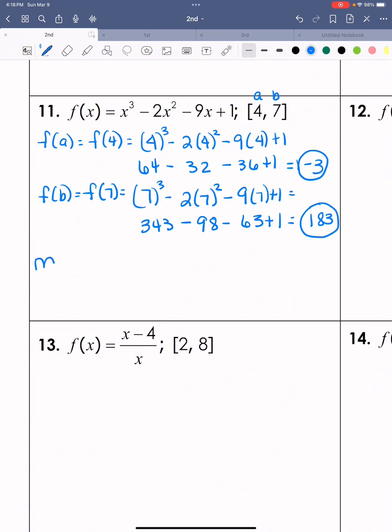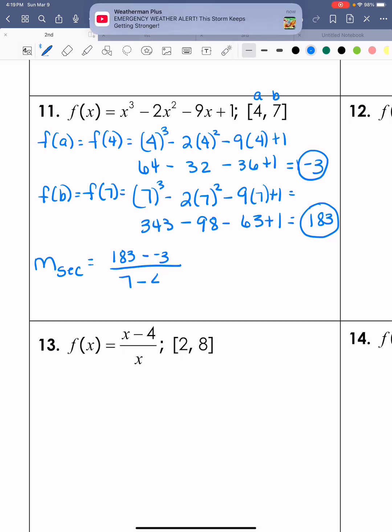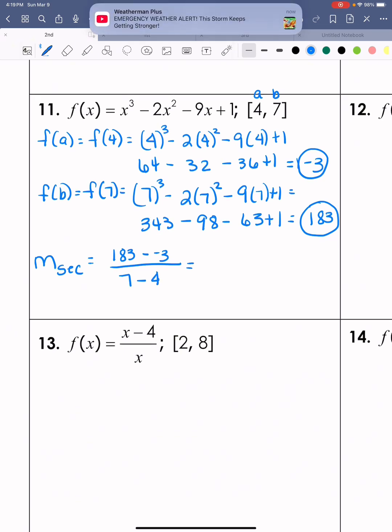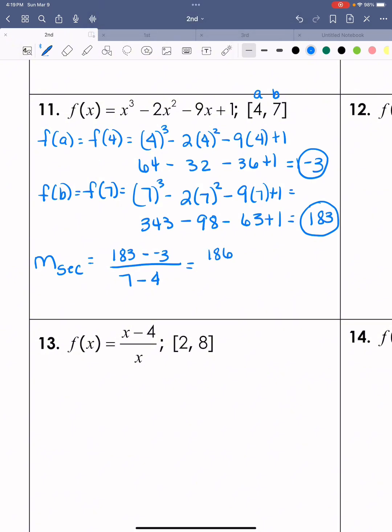And now we're ready to find the slope of the secant, or the average rate of change. So we're going to put f of b, which was 183, minus f of a, which was negative 3, over b, which was 7, minus a, which was 4. All right, minus the negative changes to plus a positive, so 183 plus 3 is 186, and 7 minus 4 is 3. 186 divided by 3 is 62.